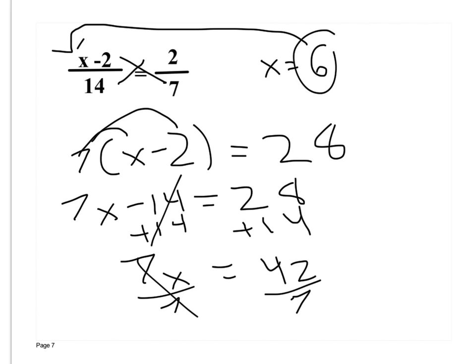Now, if we did something wrong, say 42 divided by 7, we got 7. Just say we messed up. 7 minus 2 is 5. 5 over 14, right? That wouldn't be equal to 2 over 7, so I must have done something wrong. That's why we check our work.